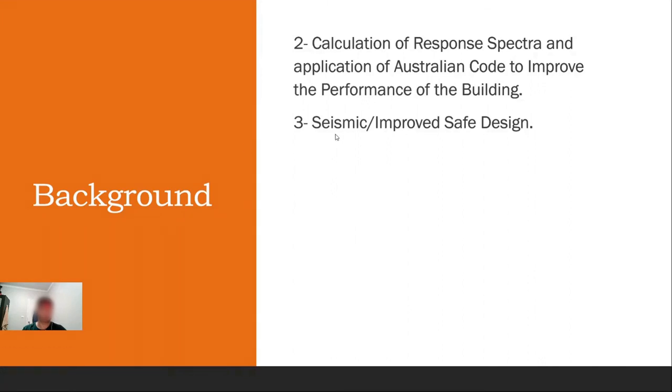For the third task, the major work involves improved shape design. If our design fails due to the earthquake loading, then we have to redesign our building as per the Australian codes.